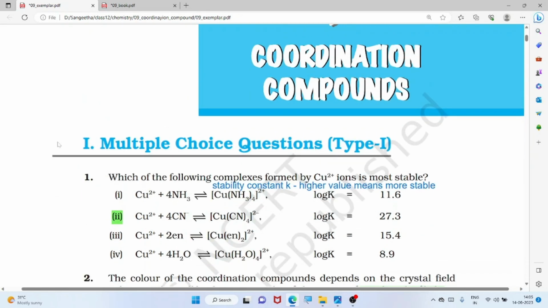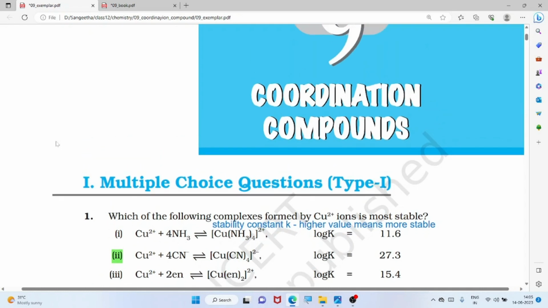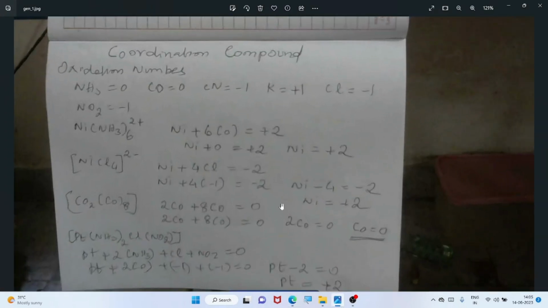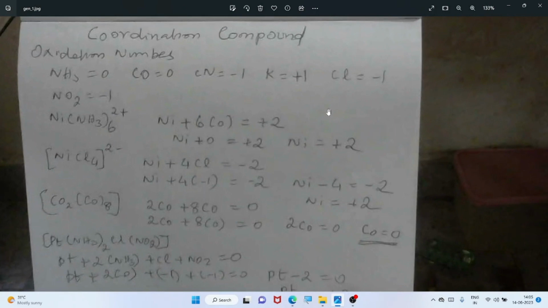Okay, we will go through the exemplar questions in the class 12 chemistry chapter 9 coordination compounds. Before going through the questions, I will show you some general information. In this, you should know how to find the oxidation number of the elements.